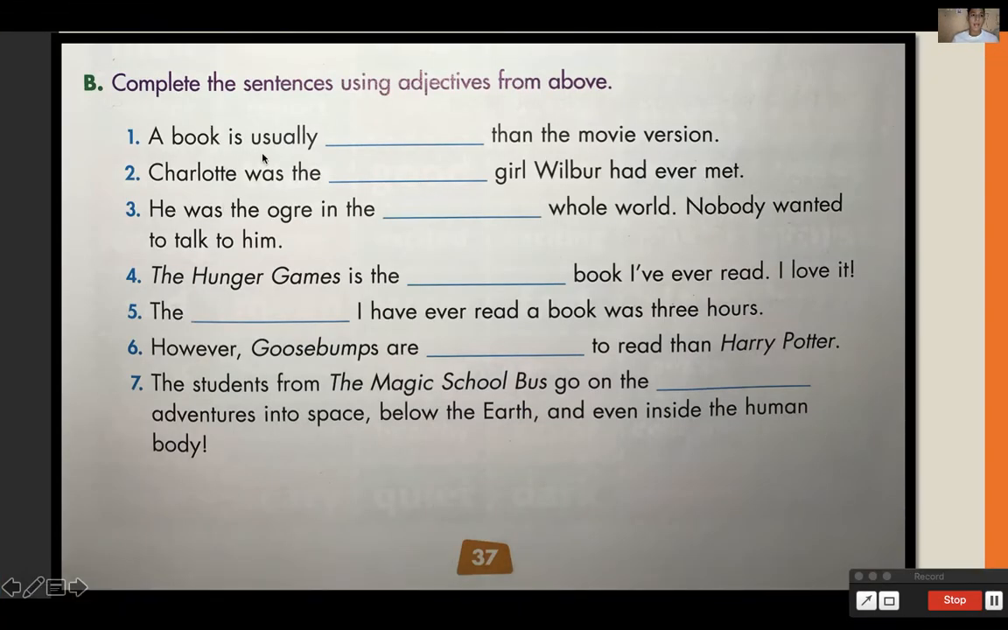Okay, now, a book is usually more better than the movie version, okay? More better. Charlotte was the fastest girl Wilbur had ever met. Ok, importante, cuando tengamos than, sabemos que vamos a utilizar un comparativo. Cuando tengamos the, vamos a utilizar un superlativo. Y luego van a hacer lo mismo con las demás.